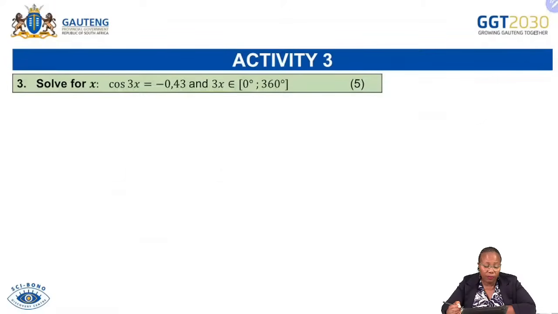And then now, activity number 3. Please try this one on your own and check whether you can solve that equation. I am giving you 3 minutes to solve this equation. We are solving for cos 3x equal to minus 0,43. And your 3x must lie between 0 and 360. Be careful, your 3x, not your x, okay? This is worth 5 marks, grade 12. I am giving you 3 minutes to try this one. Your 3 minutes start now.